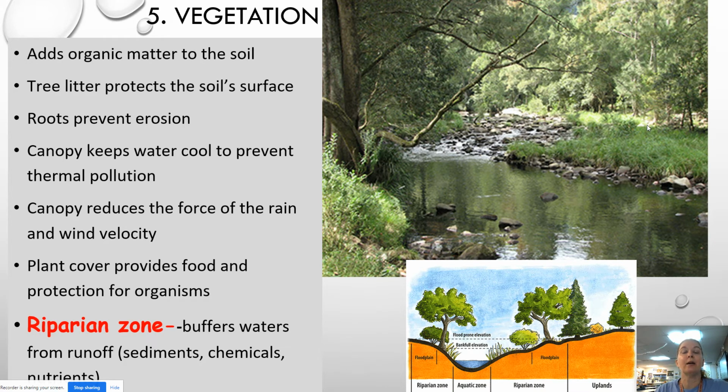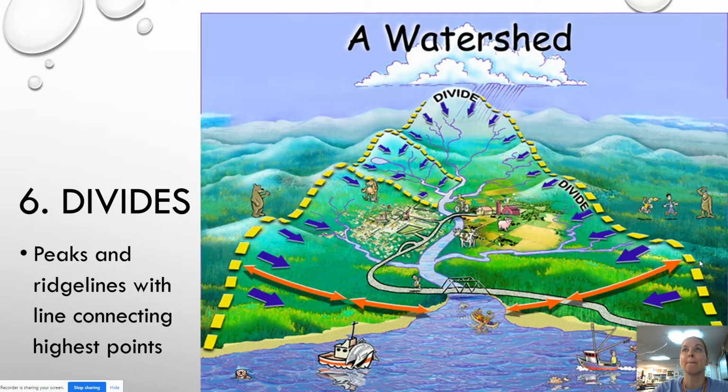The warmer water gets, the less oxygen is in the water, and that is really bad for all the critters that live in the water. The canopy will also reduce the force of rain and wind velocity. And then plant cover provides both food and protection for organisms. And then we have what is called a riparian zone, and this is going to help buffer the water from runoff, so sediments, chemicals, and nutrients. So you have your upland area, you have your riparian zone, and then you have your aquatic zone. This is going to help filter stuff out before it gets down to the water.